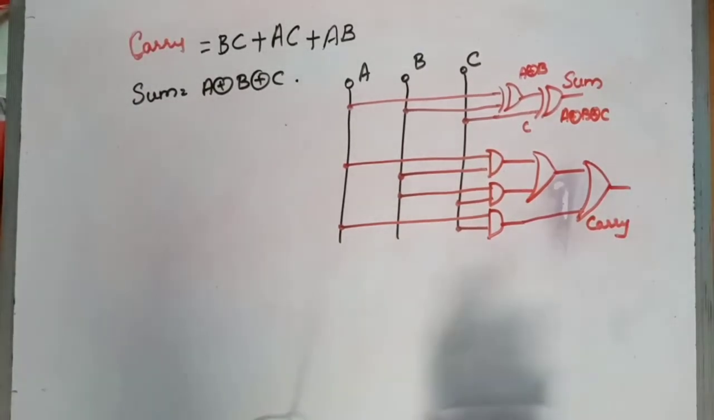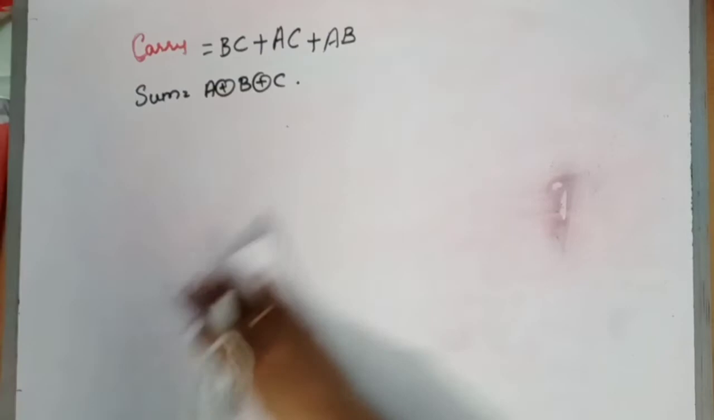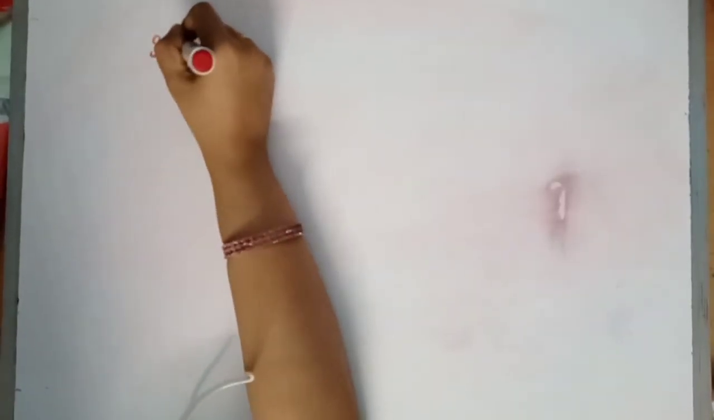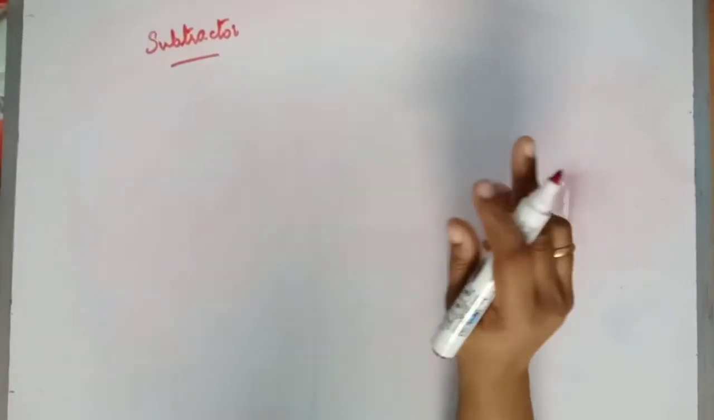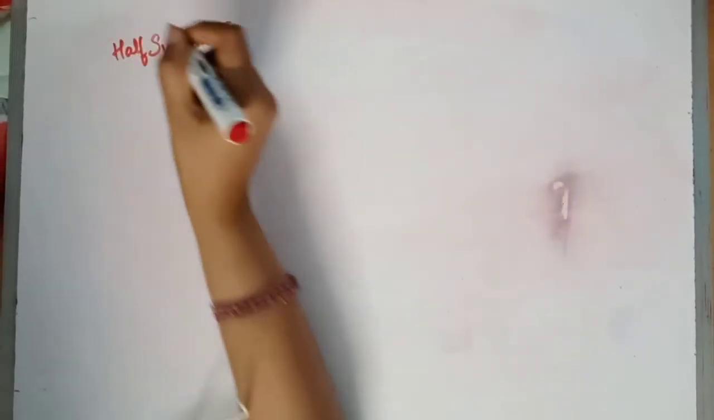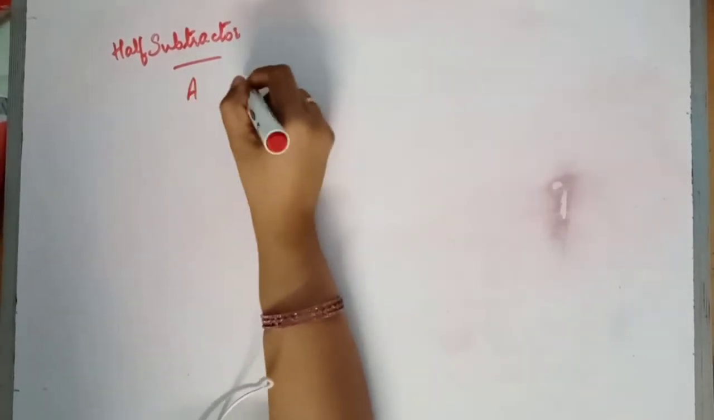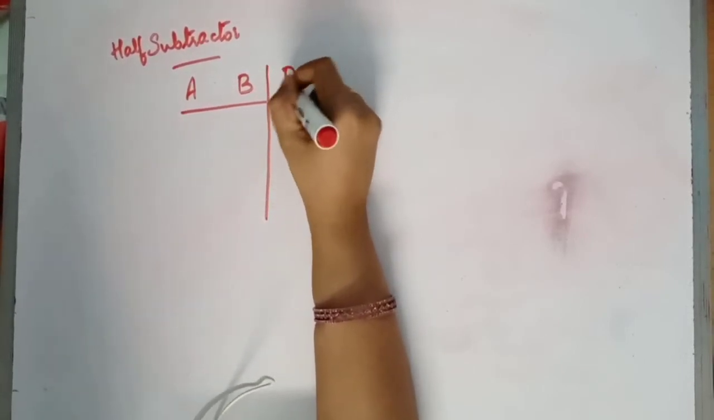Right? Now same thing, we can go for subtractors. Subtractor also you have half subtractor and full subtractor. So first we'll see the half subtractor. Same thing, only instead of addition we will be doing the subtraction. So inputs will be A and B, output will be difference and borrow.